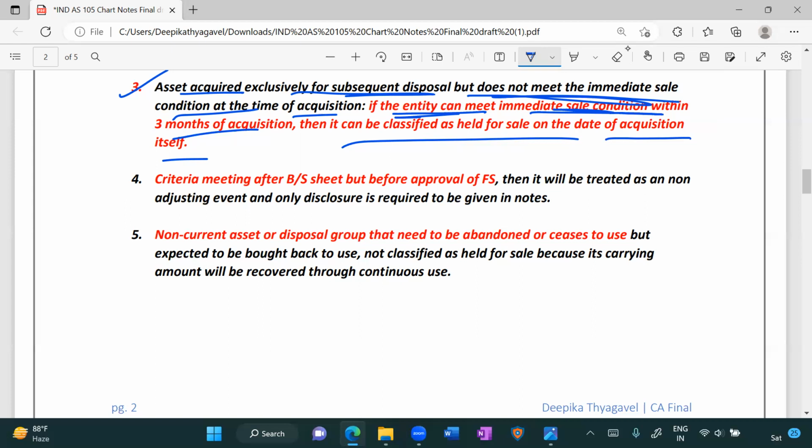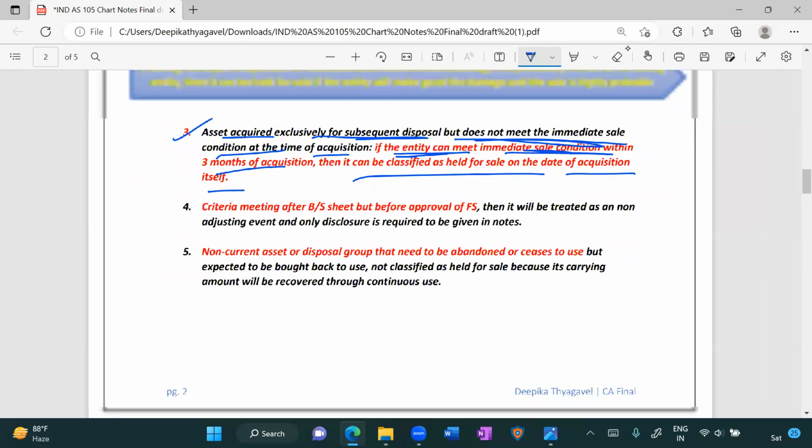Now, let's say the condition is going to be met only after 7 months, then you have no other option. You need to classify it either under 16 or 40 or whatever is the respective standard, right? You cannot classify it under IND AS 105, is what the standard says.